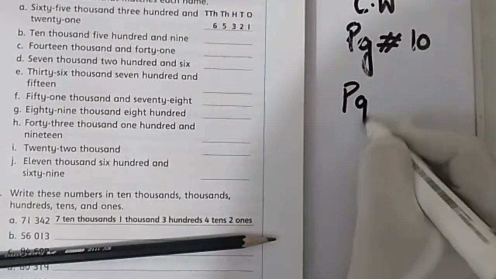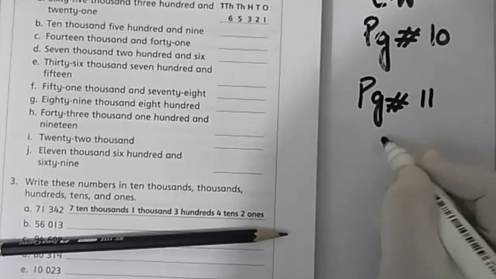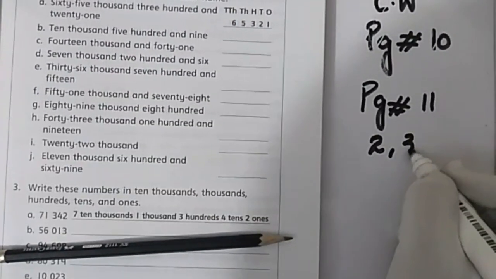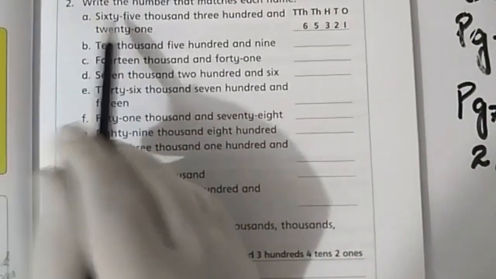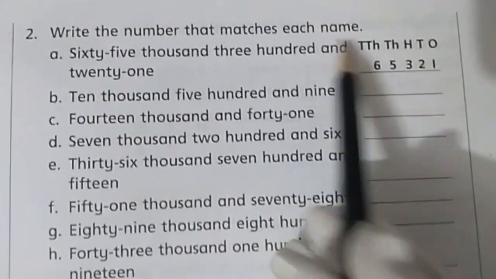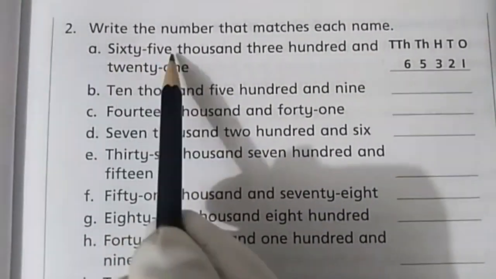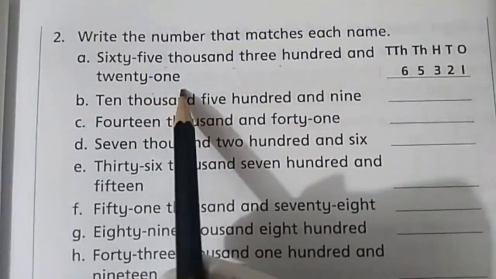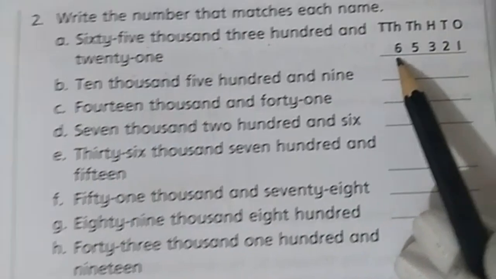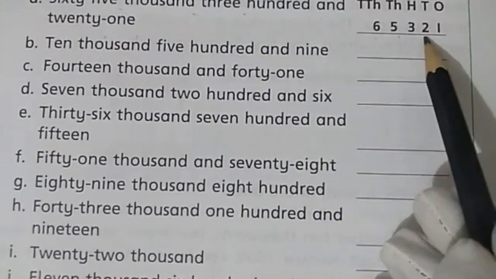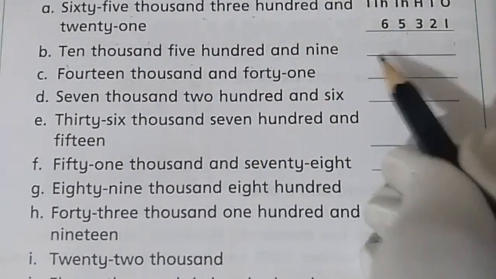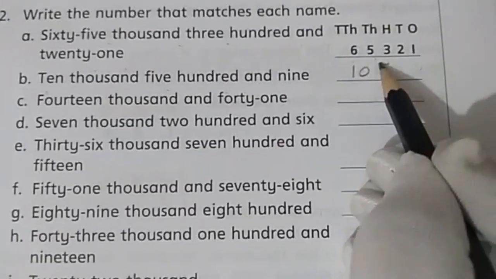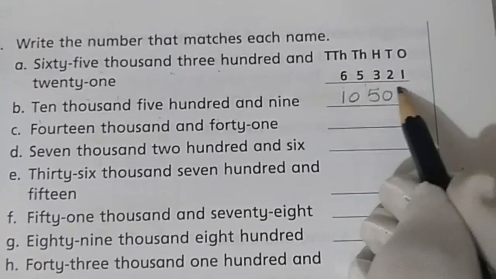Now page number 11, exercise 2 and 3. In this exercise, you have to write the number and match each name. If it is 65,321, how do we write this? 65,321. If the number is 10,509, we write 10,509.